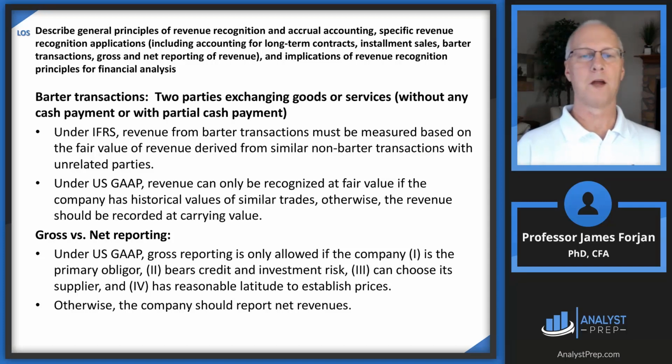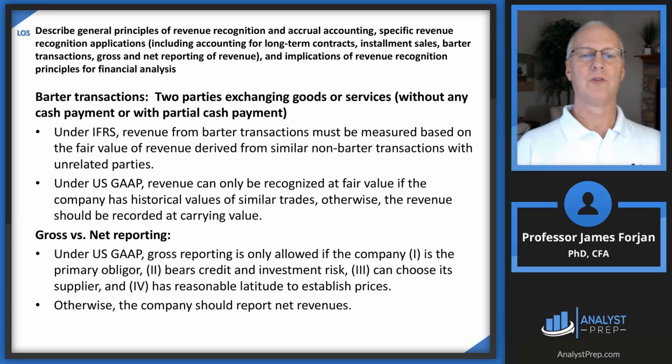And so what are the rules? Under the international standards, revenue from barter transactions must be measured based on fair value, based on similar non-barter transactions. So going back to the restaurant example, if the cleaning company charges $1,000 to clean the carpets, or the oven costs, I don't even know what a pizza oven would cost, $1,000, whatever it is. If you can keep track of what those non-barter transaction monetary values are, that's what you record the revenue as. Under GAAP, it can only be recognized if there is a historical value of similar trades.